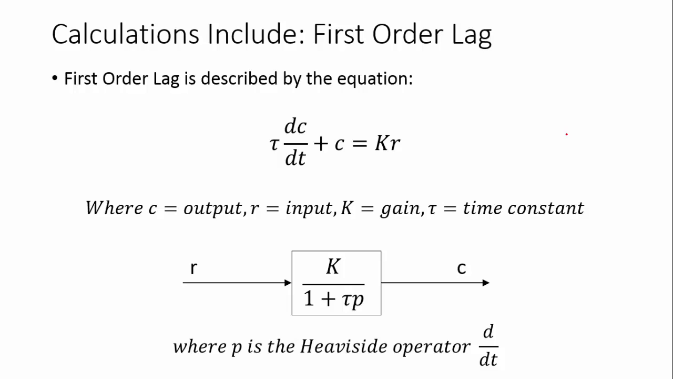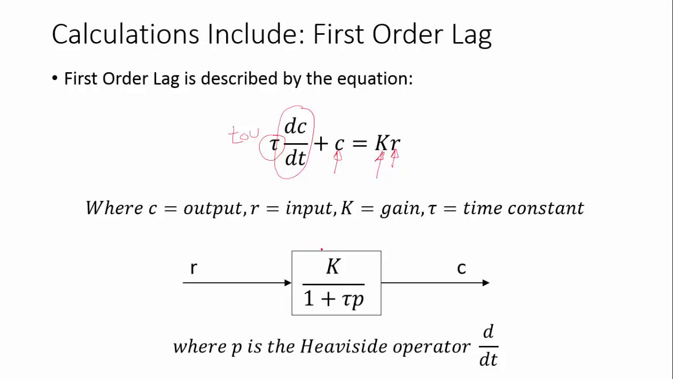The first order lag is described by an equation that looks exactly like this, where C, that's this C term, is the output. R, that's this guy right here, is the input. K is our gain. And this symbol right here is the letter tau. T-A-U. It's a Greek letter, tau. It represents the time constant. And dC/dt is referred to as a Heaviside operator.